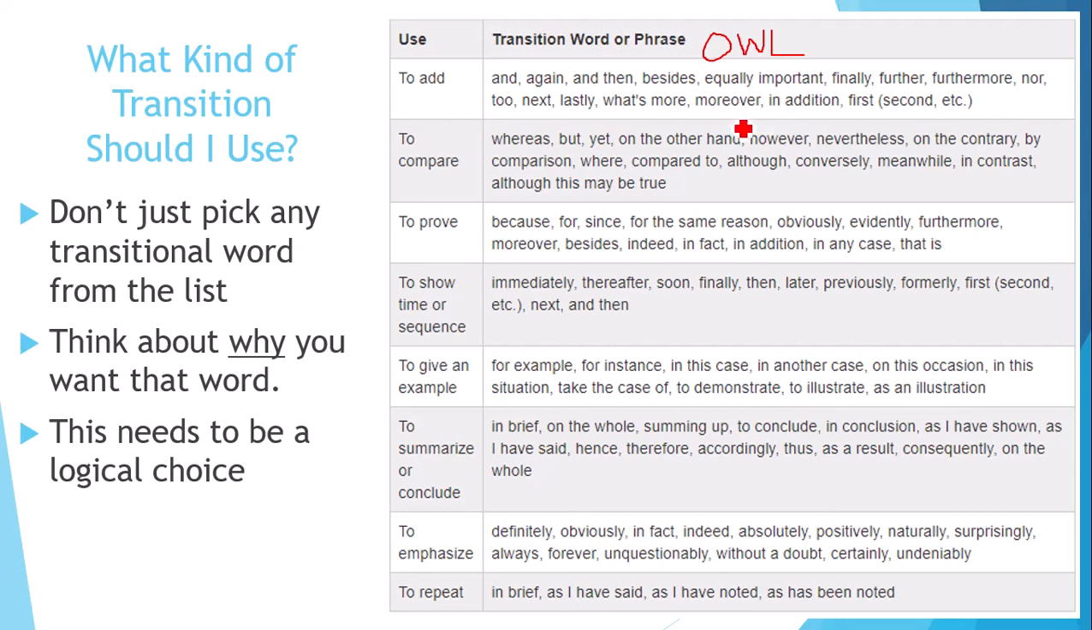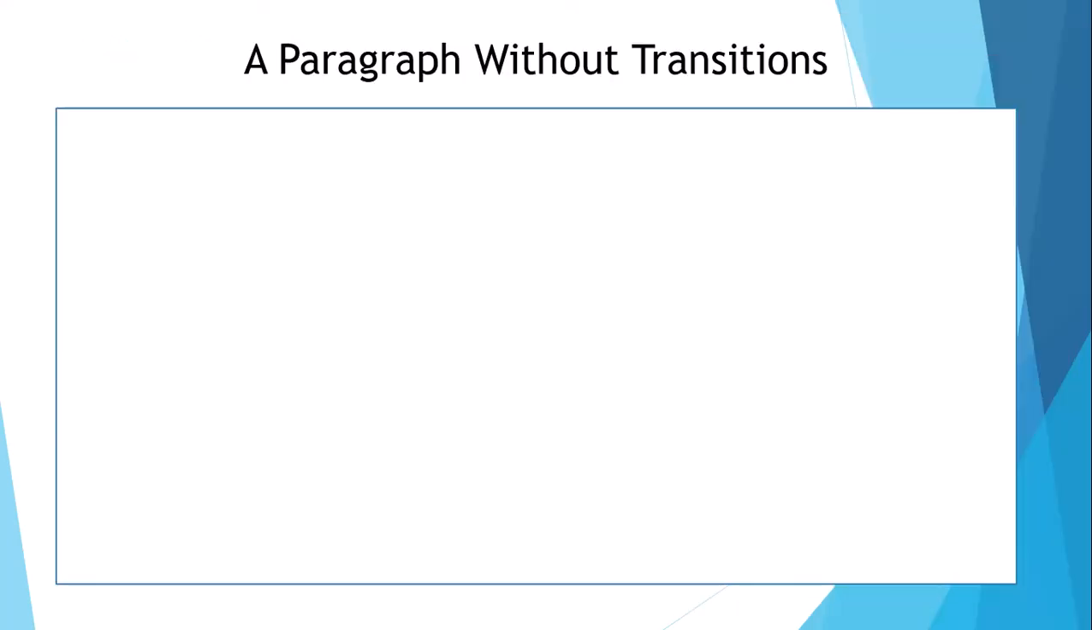So, for example, are you adding a point? If you're not, you don't want to say something like "in addition." Are you comparing two things or showing the contrast between two things? Are you trying to show time or sequence? Are you giving an example? We're going to look at a paragraph without any transitions. Then we're going to use the wrong types of transitions, and we'll talk about that, and then we'll fix it. So let's take a look.